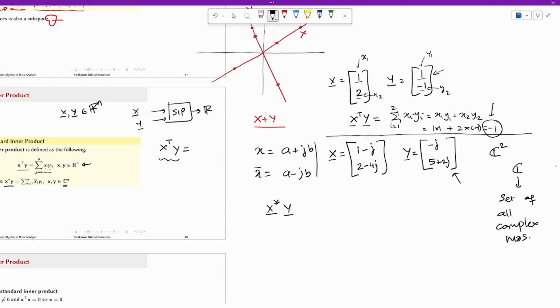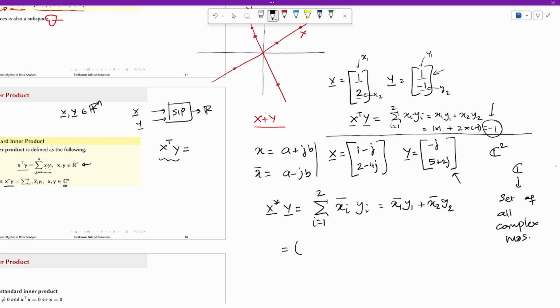So the representation of the standard inner product is like this, x star y. And the definition is, i goes from 1 to 2, here n is 2, xi bar yi, where you take the complex conjugate of xi multiplied by yi, and then you add it over all the i's. So this will expand to x1 bar y1 plus x2 bar y2.